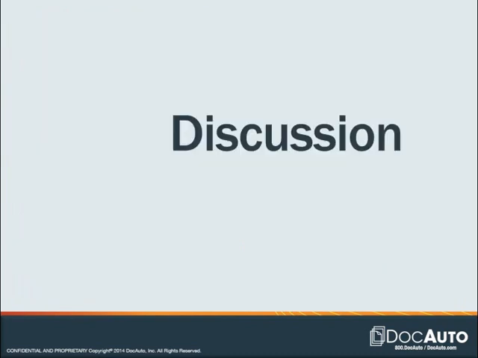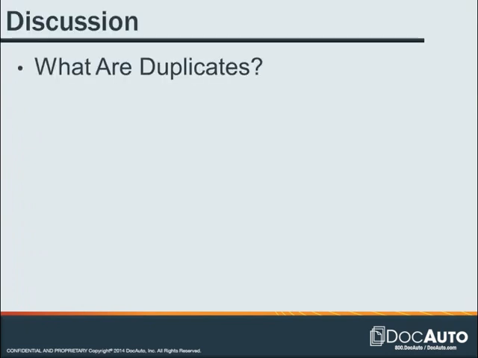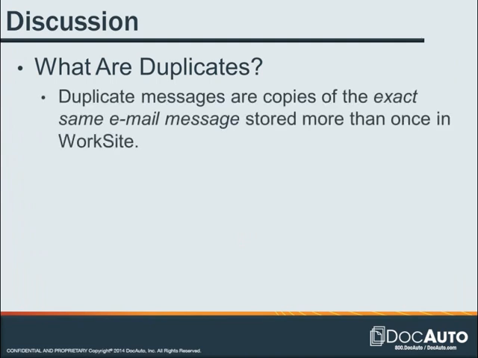So let's start to talk a little bit about duplicates in WorkSite. Simple question is, what are duplicates? Simple answer is that they're physical instances of a message, an email message, that are copies of the exact same message stored more than once in WorkSite.